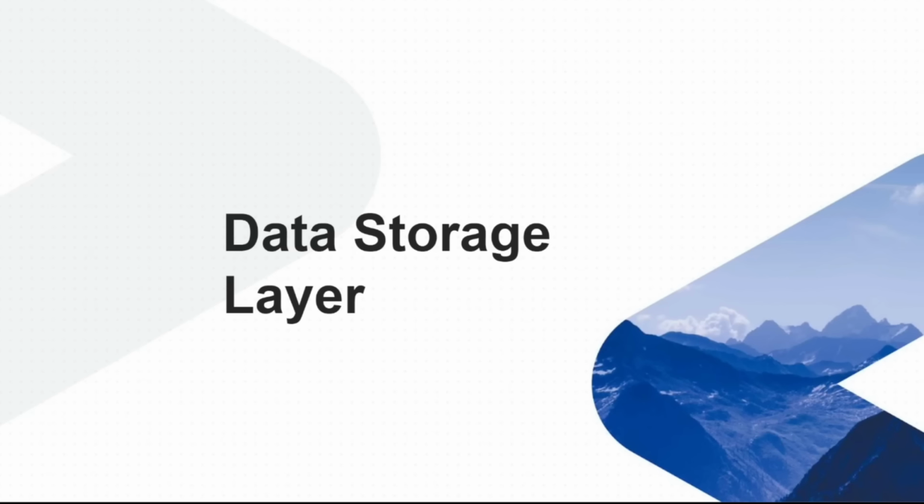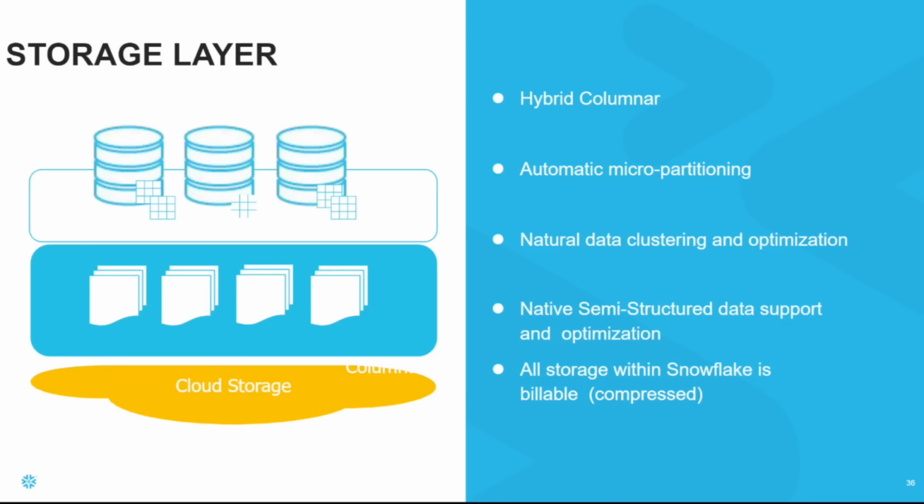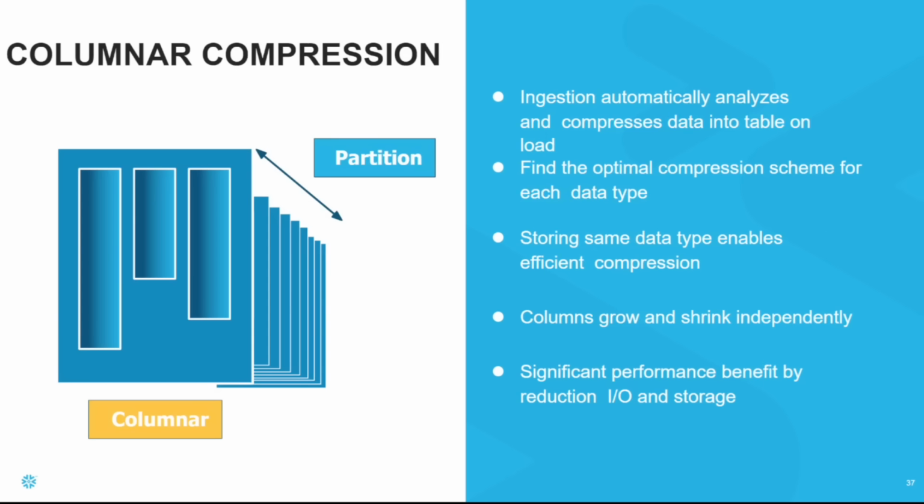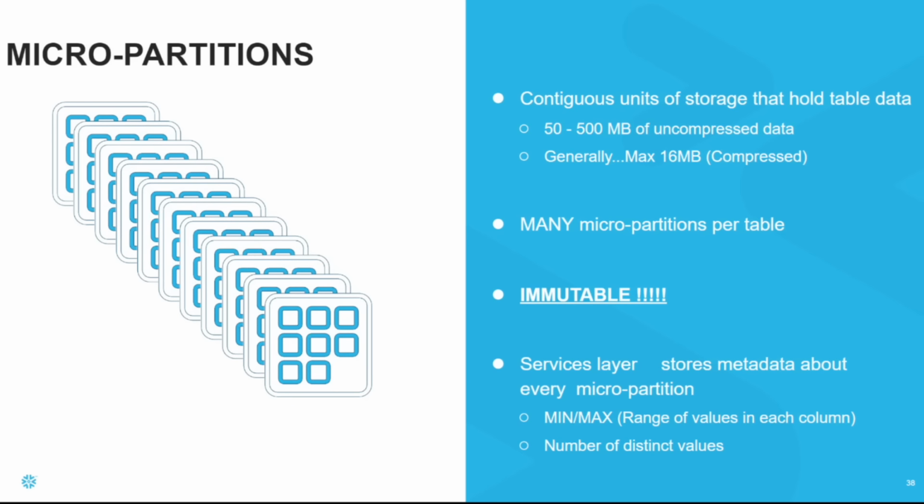The next layer is the data storage layer. This is the layer where we store all the data. The data storage layer in Snowflake is a hybrid columnar structure. It works on a concept called micro partitioning. Micro partitioning is a contiguous unit of storage that holds the table data. By default, a micro partition is 50 to 500 MB of uncompressed data. But if your data is compressed, it generally goes to a maximum of 16 MB. You could have many micro partitions per table. It's immutable, so once you create a micro partition for a table, you cannot go and update it.